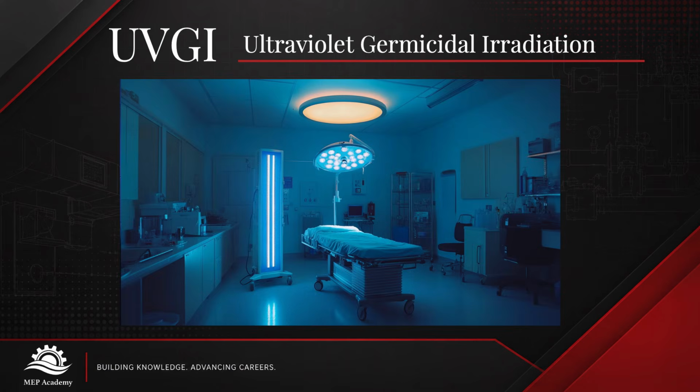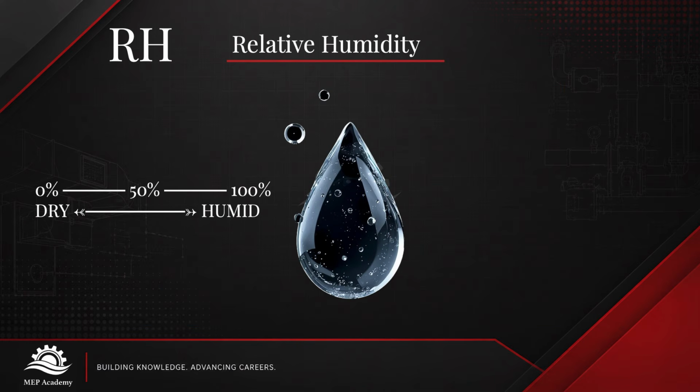Number 44. UVGI, Ultraviolet Germicidal Irradiation. UVGI uses ultraviolet light to help inactivate microorganisms such as bacteria, viruses, and mold. In HVAC systems, UVGI is often installed near cooling coils or within air handling equipment as an additional layer of air treatment.